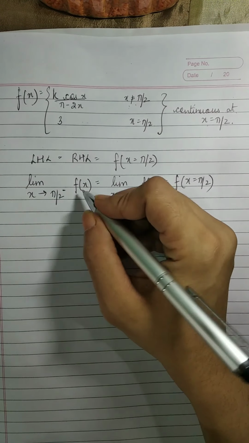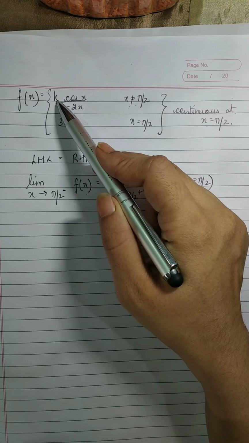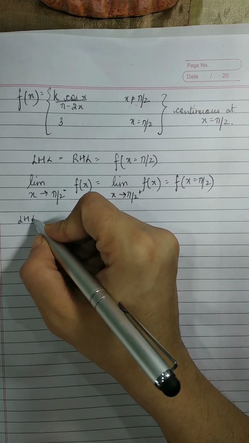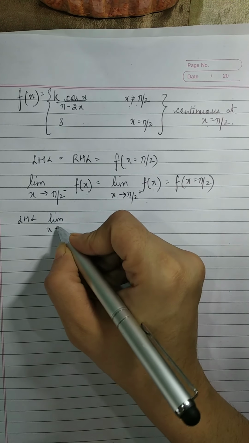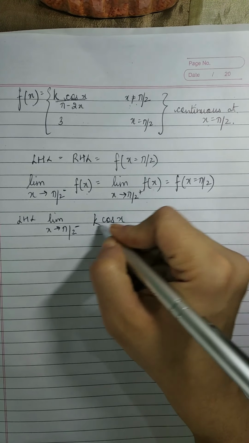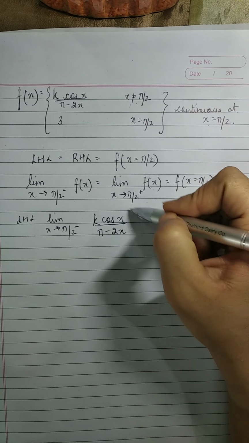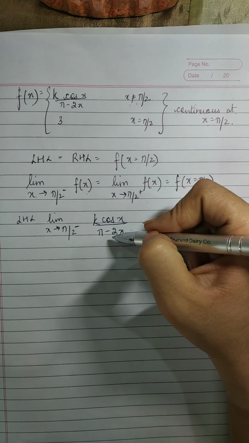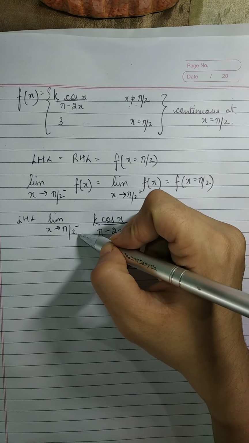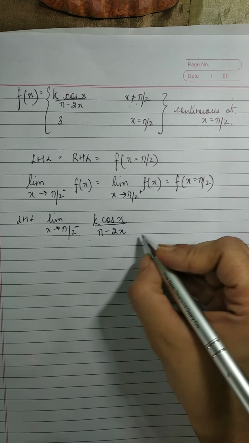This is what the condition of continuity states. Now, the function here for left hand limit and the right hand limit will be the same. That is k cos x upon pi minus 2x. So let's find out the left hand limit. We have limit x tends to pi by 2 negative, the function is k cos x upon pi minus 2x. Right? So whenever a trigonometric ratio is involved in any question of limits, we need to make this particular limit as 0. How can it be made as 0? Only with the help of substitution.